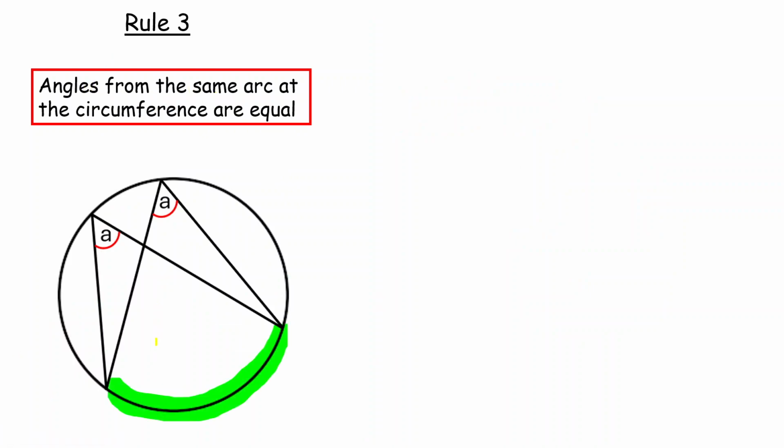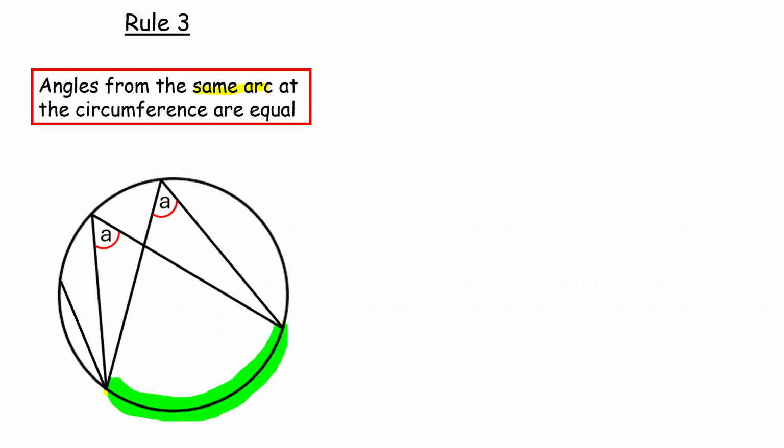So these 2 points here are coming from the same arc. Angles from the same arc at the circumference are equal. Because they're coming from the same arc here, and we've got angles at the circumference, this bit here and this bit here on the circumference must be equal according to this theorem. So if that was 30, that angle would also be 30.